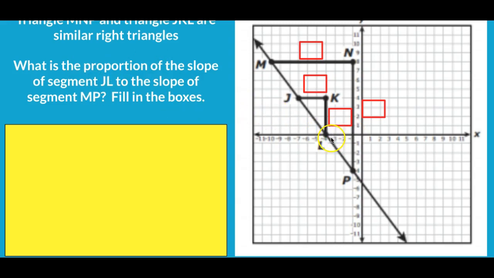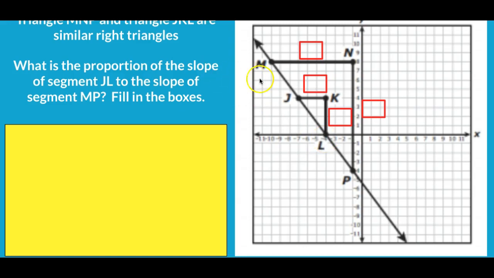Well, the ratio would be, let's see, we're going from JL, that's a rise of 1, 2, 3, 4, and a run of 1, 2, 3. All right, now this slope is a negative slope because it's going downwards. So the slope here will be negative 4 to 3.